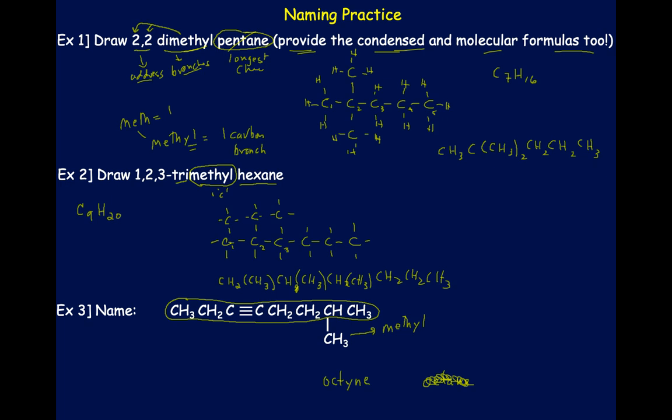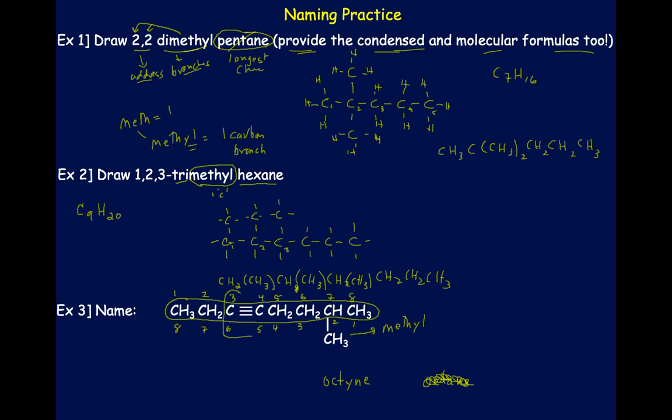So watch this. I'm going to number 1, 2, 3, 4, 5, 6, 7, 8. And I'm also going to number from the other end to see. 1, 2, 3, 4, 5, 6, 7, and 8. Okay? Now, what I'm going to do is take a look at the numbers where I numbered. And I'm going to choose the number that's the smallest. And that's going to be the number I'm going to use for the address of that carbon.